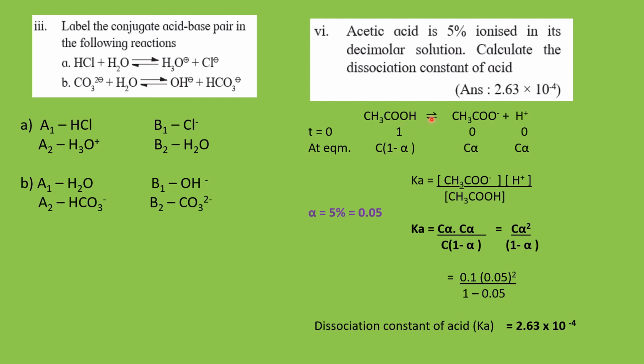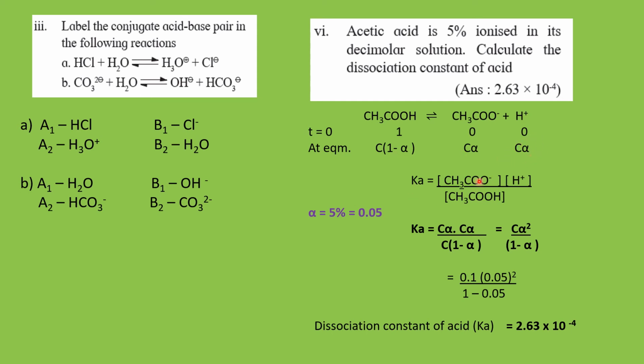The equilibrium reaction for acetic acid can be written as CH3COOH gives CH3COO- plus H+. Initially, we are taking 1 mole of acetic acid. Then the amount of acetate ion and H+ ions are 0. Then at equilibrium, the concentration of acetic acid is C into 1 minus alpha. That is, out of 1, alpha moles are dissociated. So 1 minus alpha is the amount of acetic acid present. So concentration is equal to C into 1 minus alpha. And the amount of acetate ions formed is C alpha and H+ ions is C alpha.